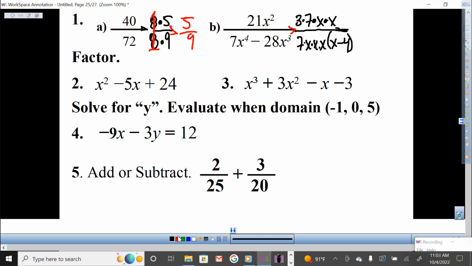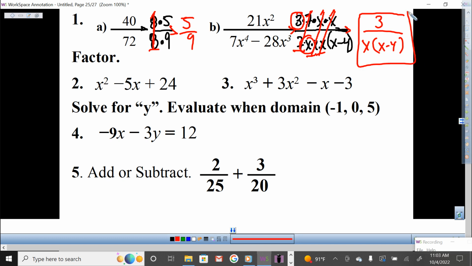All right. Now, I wrote it like this so it's easier to see the giant 1. So watch. What is 7 divided by 7? 1. What else? What is x divided by x? 1. How about x divided by another x? 1. So look at the numerator. What's left on the numerator? Just a 3. Is that correct? 3. What's left on the denominator? 1x and x minus 4. And that's our simplified fraction.